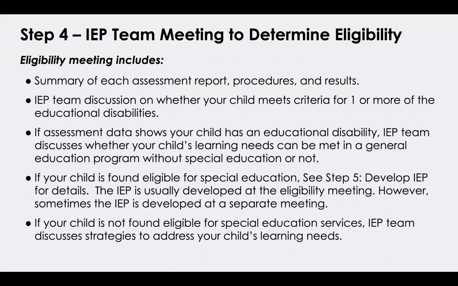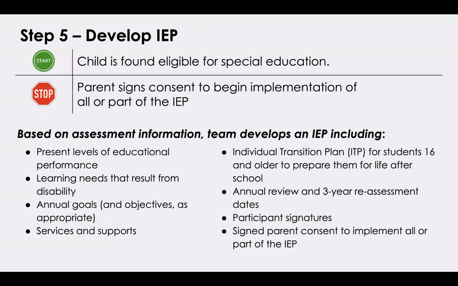If your child is found eligible for special education, there is more information on that in Step 5, developing an IEP, for details. The IEP is usually developed at the eligibility meeting. However, sometimes the IEP is developed at a separate meeting. If your child is not found eligible for special education services, then the IEP team discusses strategies to address your child's learning needs at school.